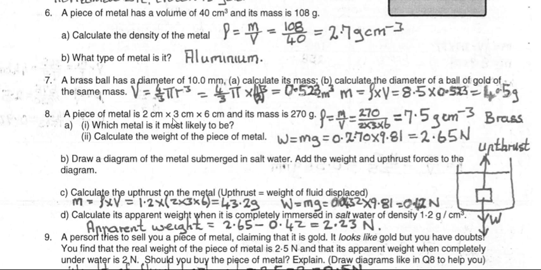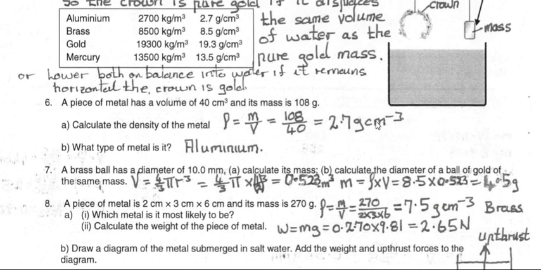A piece of metal is 2 times 3 times 6 centimeters and its mass is 270 grams. A. Which metal is it most likely to be? Well, what's its density? Mass divided by volume, use that formula. Substitute in 270 grams divided by the volume, which is 2 times 3 times 6. So this gives you 7.5 grams per centimeter cubed. Try and do that on your calculator. And then we compare it with the table up here, and this value, even though it's not exactly the same as the 8.5, that's what it's closest to, so we're going to go with that it's most likely to be brass out of these 4 metals.